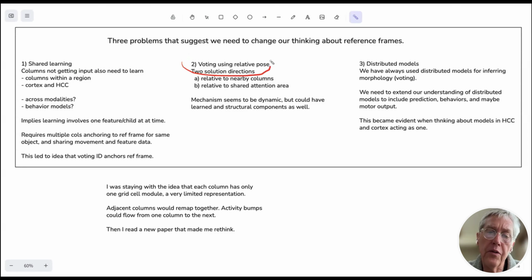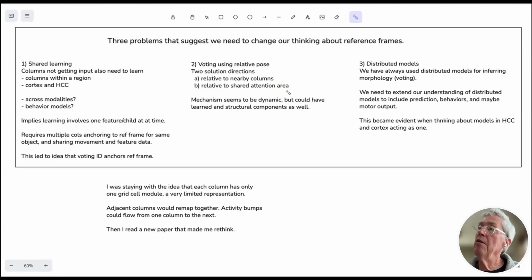Another problem we've had for a long time is voting using relative pose. We have a solution for this in Monty, but I don't think we have a good biological solution for it. We considered two types of solutions. One is that a column needs to know not just what it's observing, but somehow where it is on the overall object, or where it is relative to other columns, during the voting process. One solution could be relative to nearby columns, like saying, hey, you're a little bit over there and I'm a little over here, let's combine. Or it could be, as we've talked about, relative to some shared attention area.